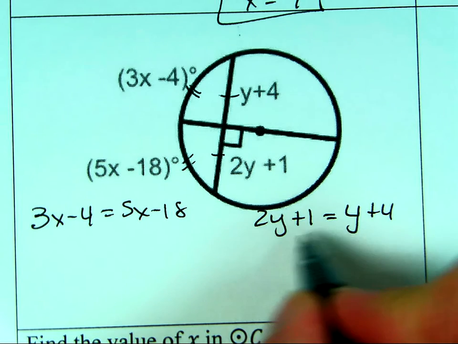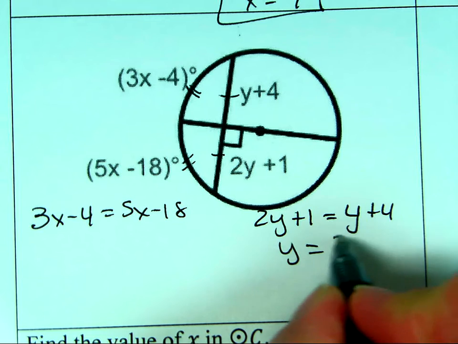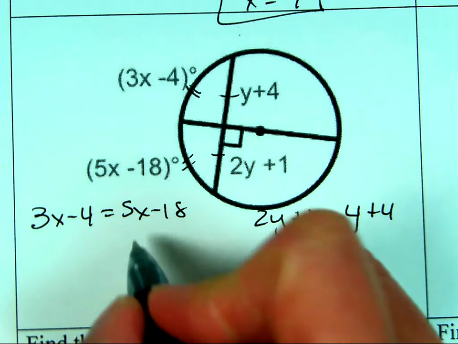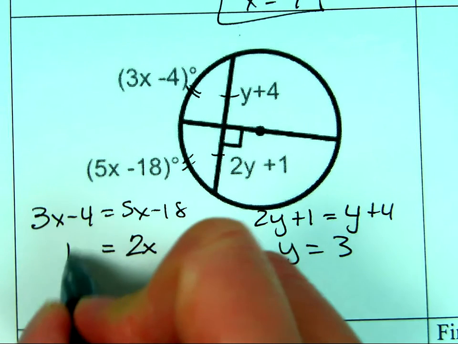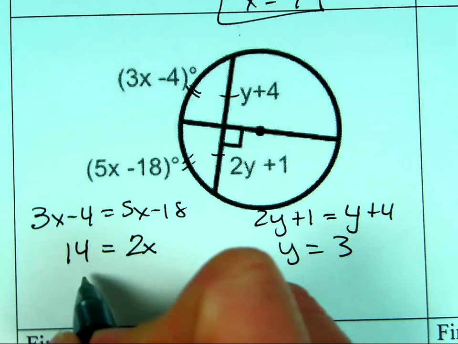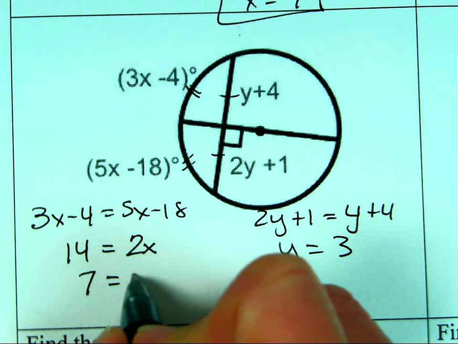So over here, when I subtract y from both sides and subtract 1 from both sides, I get y equals 3. Here I subtract 3x from both sides, add 18 to both sides, which gives me 14. If I divide both sides by 2, I get x equals 7.